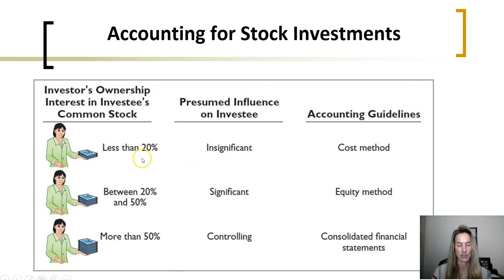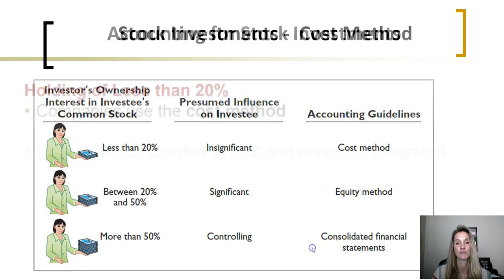If we purchase less than 20% of the other company's stock, we are considered to have insignificant influence on the other company. We will use the cost method to account for the investment. If we purchase between 20 and 50% of the stock of the other company, we are presumed to have significant influence, and we will use the equity method. If we purchase more than 50% of the stock of the other company, we are assumed to have a controlling interest, and we will present consolidated financial statements.